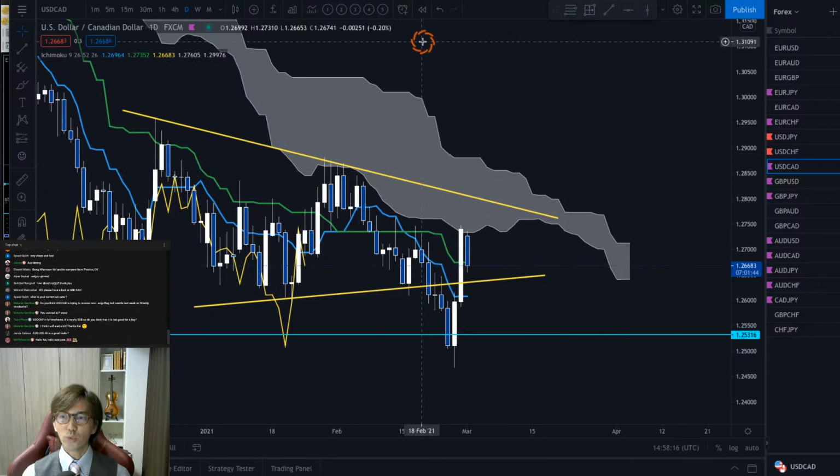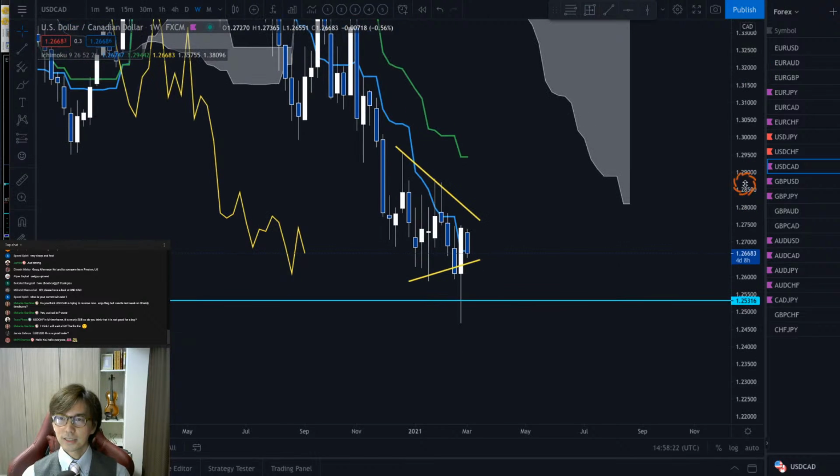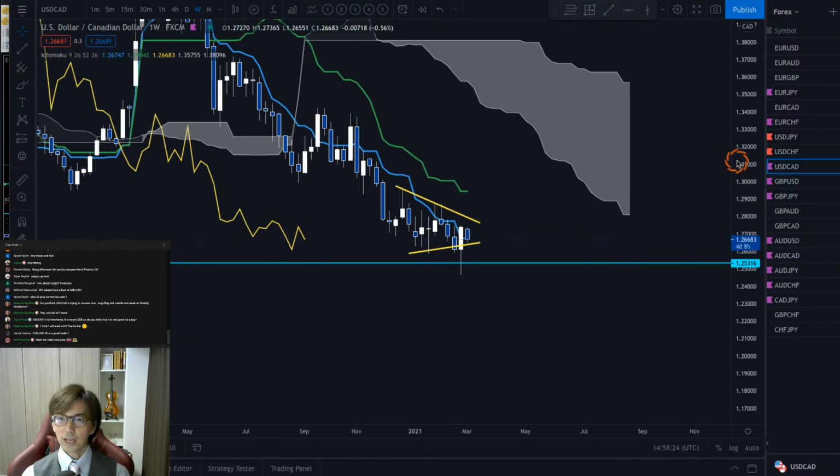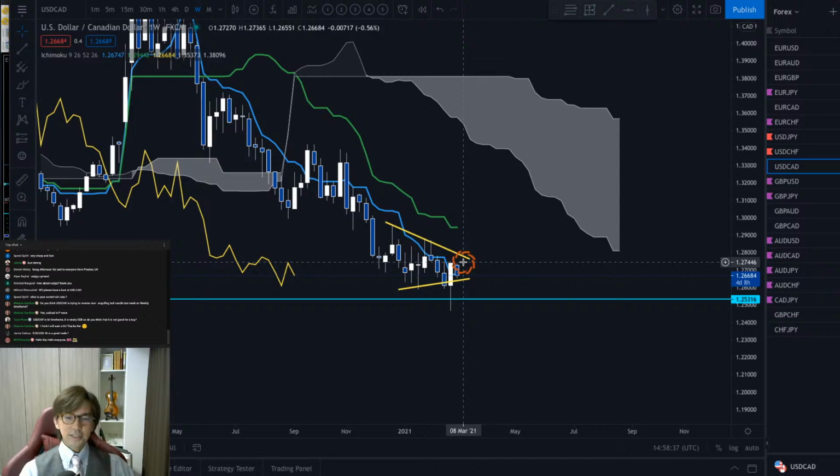Yesterday I saw the weekly chart on this dollar CAD was moving down, but now it's flat. Now weekly is flat, so I will take this flag away from this currency pair, and I don't think I will spend time on this chart anymore.